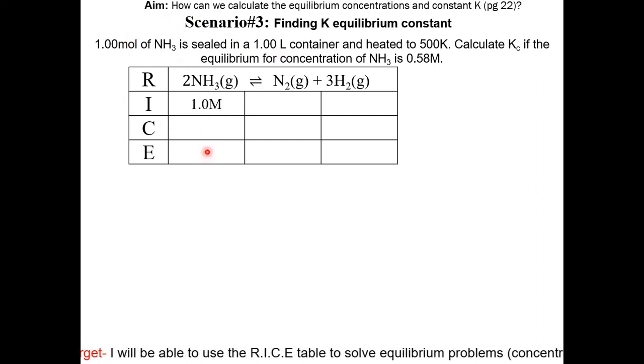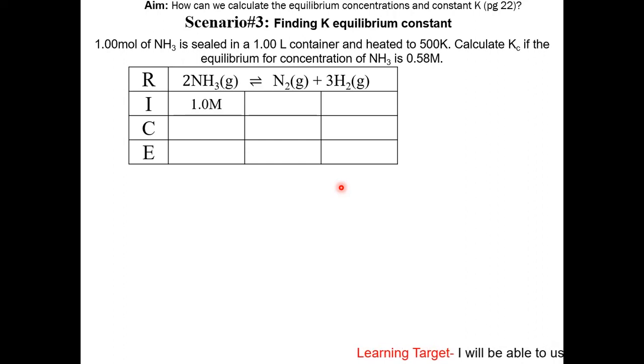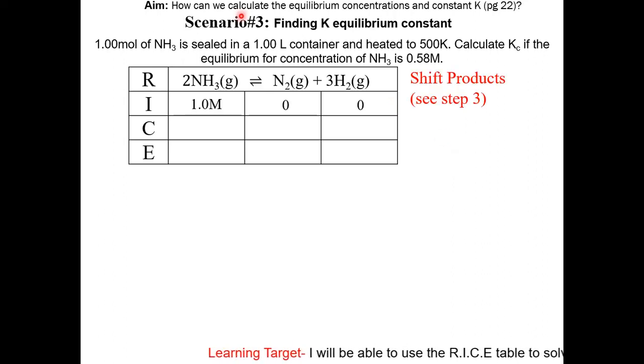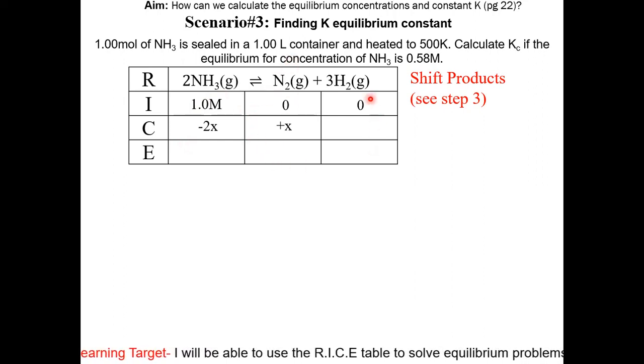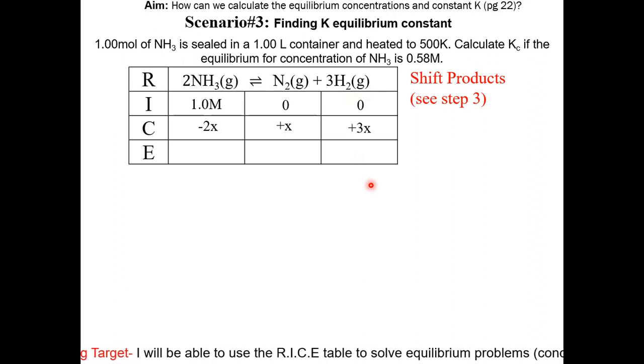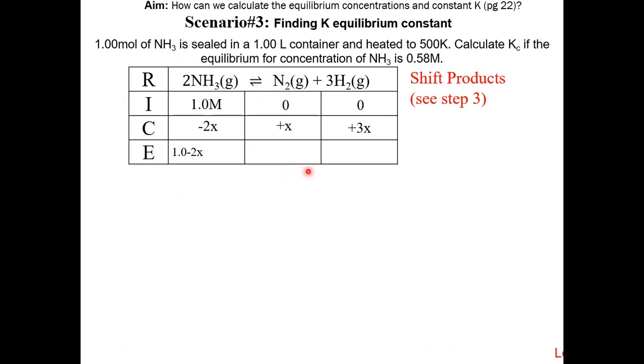which is 1 molar. In the question, we are not given the initial concentration of N2 and H2, so they will be 0. Since the products have 0 concentration initially, the reaction will shift to the product side, so the change for NH3 will be minus 2x, the change for N2 will be positive x, the change for H2 will be positive 3x. The equilibrium concentration for NH3 will be 1 minus 2x, for N2 it will be positive x, for H2 it will be 3x.